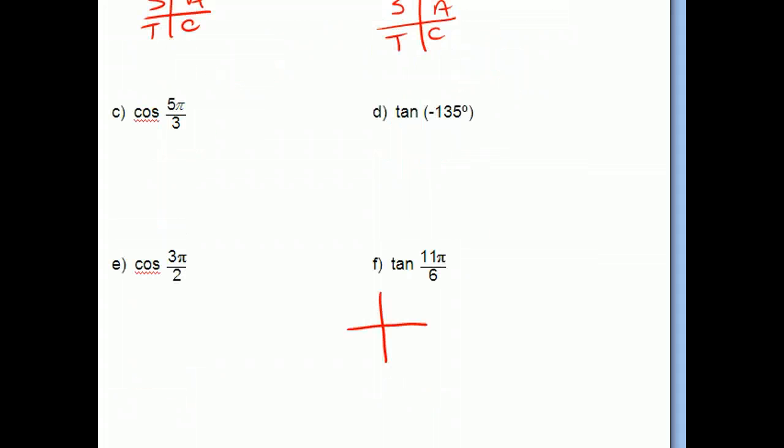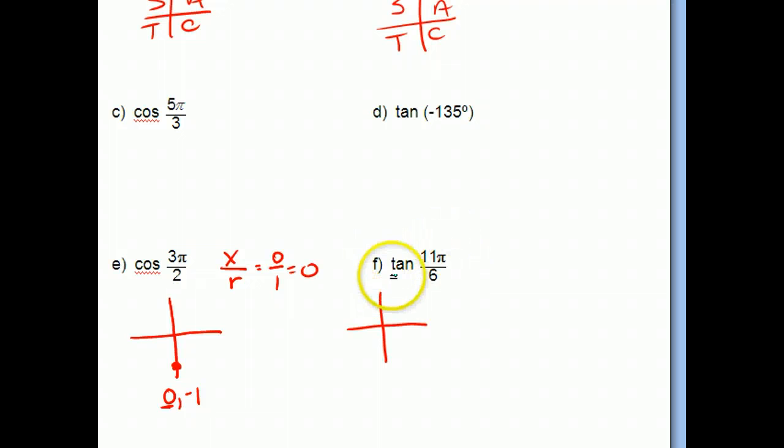Okay, a little different are the ones that are on the axis. So let's give a try at cos of 3 pi over 2. I know 3 pi over 2 is here, and that point is the point (0, -1). So I know that cos is x over r. Here the x is 0 and my radius is 1, so it's 0 over 1, which is equal to 0.